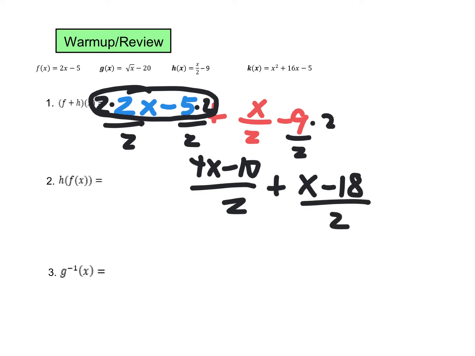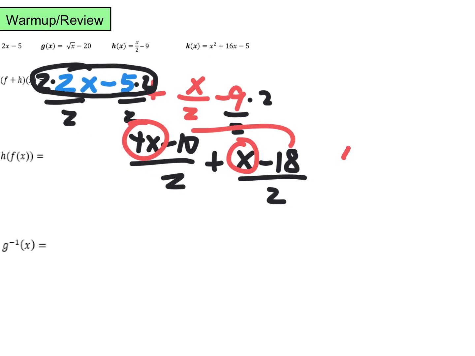And then I've already got a common denominator, so now I got to go 4x and x makes 5x. And these two make negative 28. 5x minus 28 all over 2.